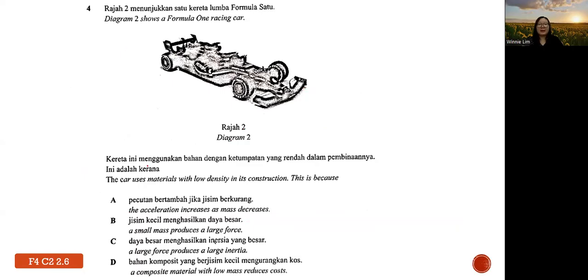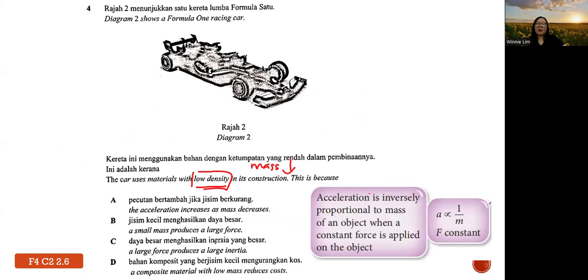Number 4, diagram 2 shows a Formula 1 racing car. The car used material with low density in the construction. Why? For your understanding, low density means the mass will be low. Then based on Newton's second law of motion, it states that acceleration is inversely proportional to the mass of an object when the force is constant. So if your mass is less, what happens to your acceleration? It will move faster. So from the options here, A is the answer.